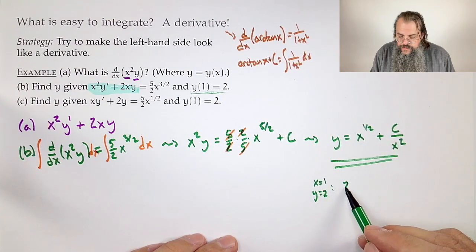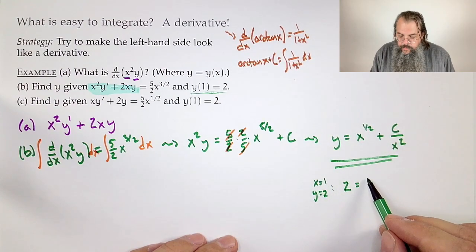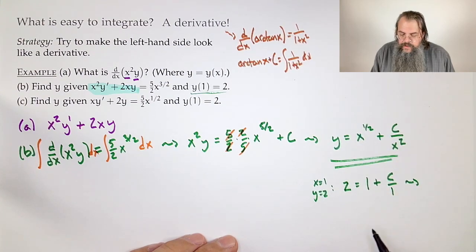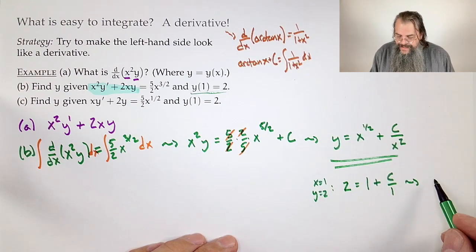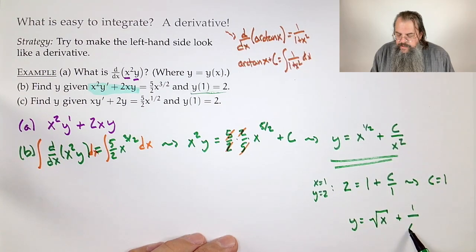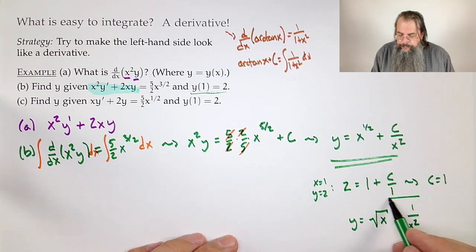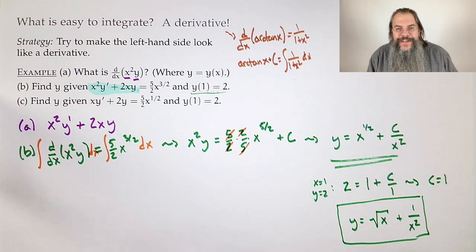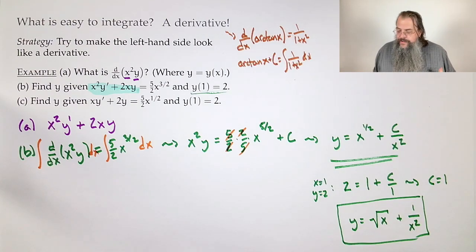So we'll have 2 equals 1 to the 1/2, which is 1, plus c over 1. All right, well, that's not so hard to solve for c. That says we need c equals 1. And so our real answer is x to the 1/2, which we can go ahead and write as the square root of x, plus 1, divided by x squared. And life is good. Life is great. We solved it. We have our nice, beautiful answer.